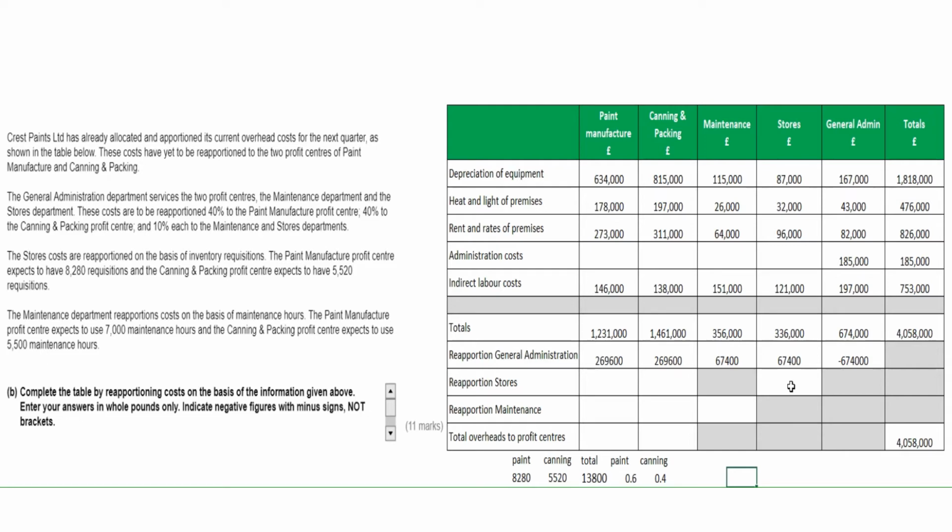Okay, so now all we've got to do is apportion this amount, but first of all we need to total up, get the total apportioned amount to stores, and then add on the reapportionment for general administration. Okay, so we just need to add these together. Okay, and you get 403,400. That needs to be a negative number, don't forget. So it's minus 403,400, and we now need to do 60% of 403,400. Okay, we need to do 40%, sorry, to canning and packing, and we get that number, and then we need to do 60%.